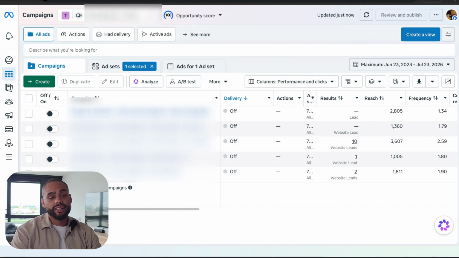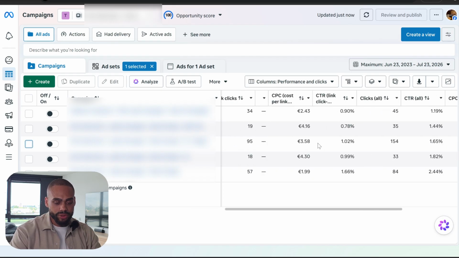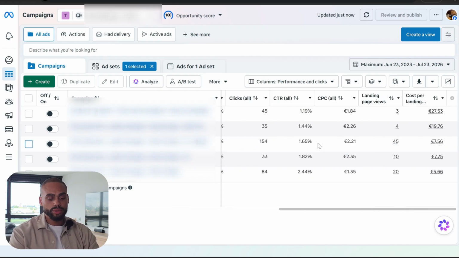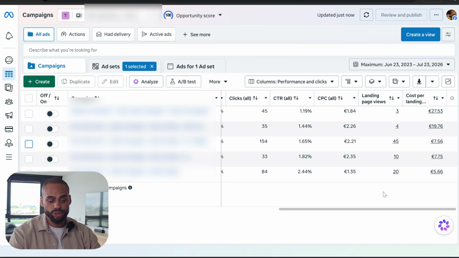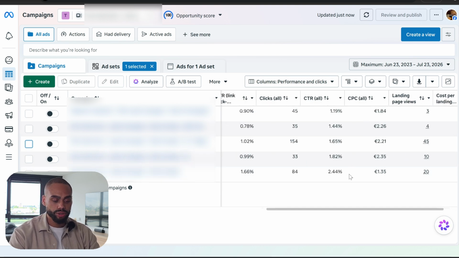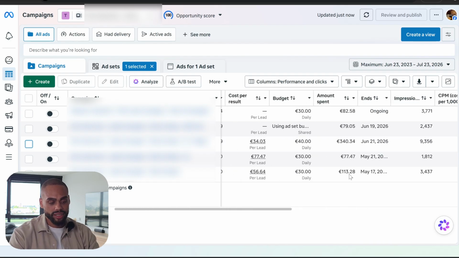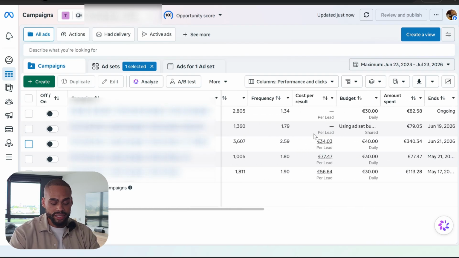Alright, so what we're looking at here is my Meta Ads account. Currently, I'm not running any campaigns for it, but for the purposes of this video, that won't matter. What we can see here is we have a bunch of information available to us. We've put the columns on performance and clicks, meaning we get access to certain metrics like cost per landing page view, cost per click, click-through rate, the amount spent, the daily budget, and so on and so forth. We basically have access to all of the information available to us in this ad account, meaning information about the campaign, the ad sets, and the ads.